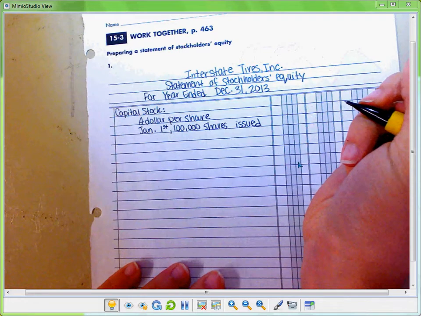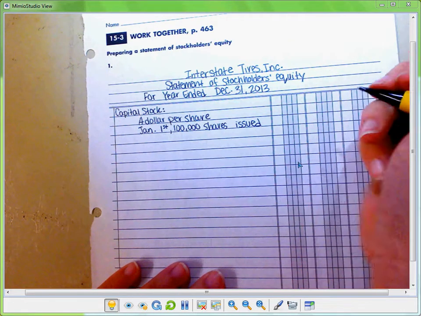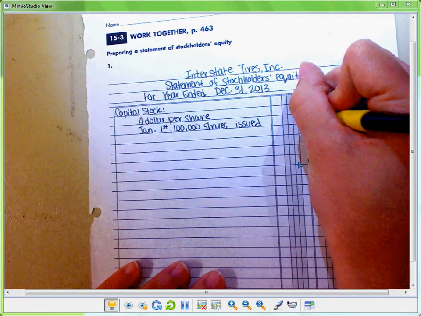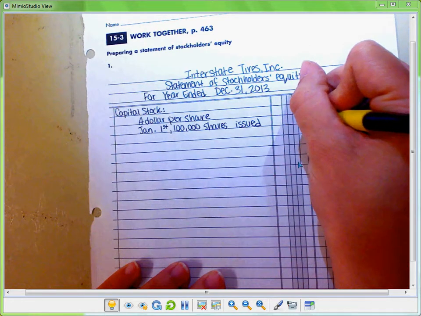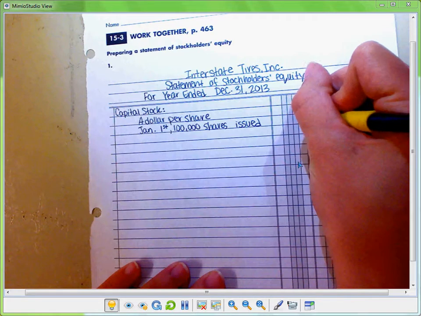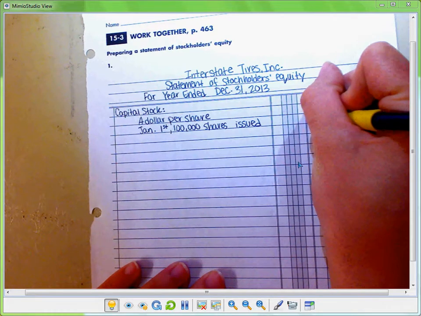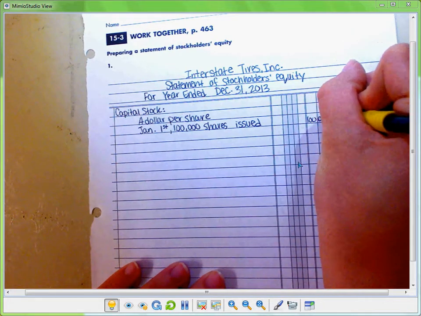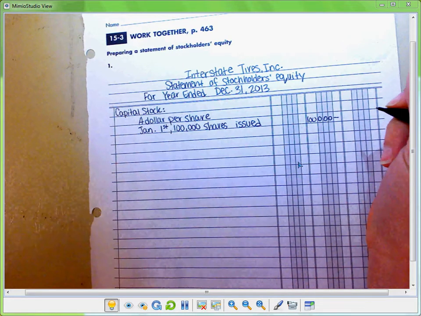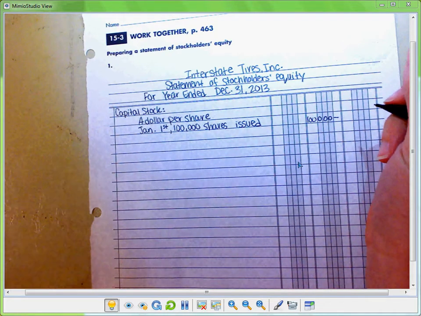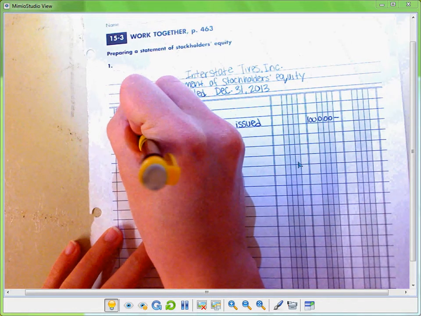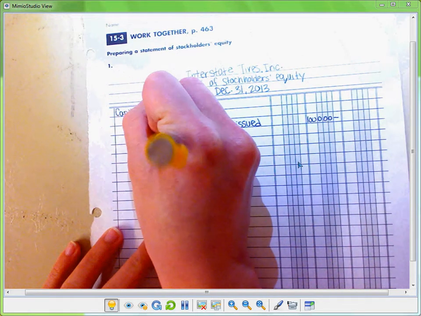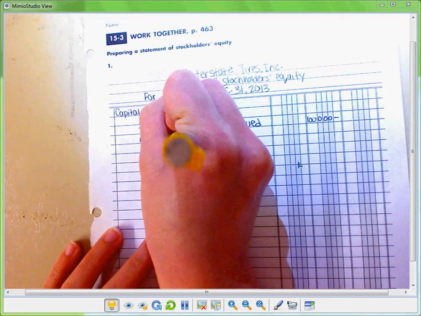Okay, then our number for this line will go in the middle column, and it's 100,000 times $1. So that's pretty easy math. $100,000 in the middle column. Okay, our next line indented, issued during current year, 10,000 shares.